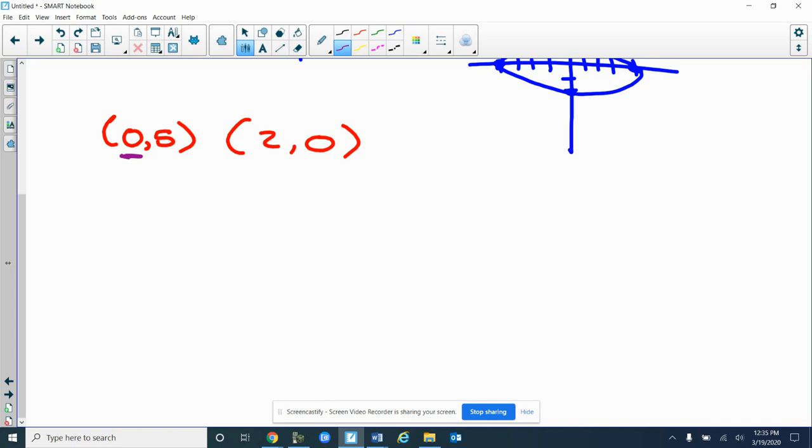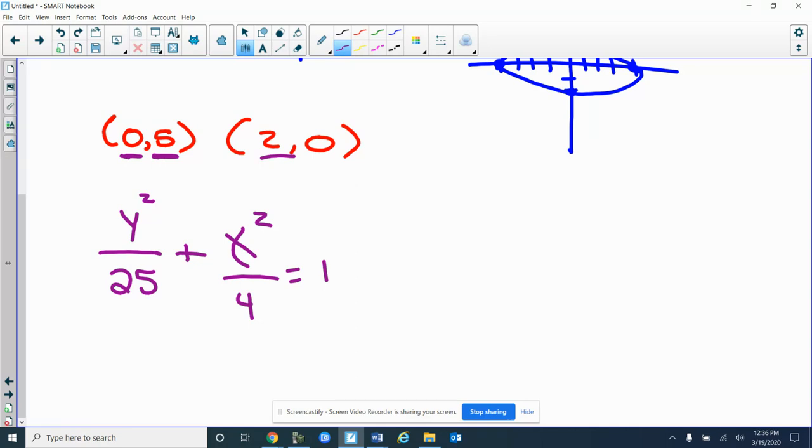So what we would do is this would end up becoming y squared, because now we have a number in the y value, over that number squared, which is 25, which is always going to be plus. And then here we go with x squared over that number squared, which is 4, and that's always going to equal 1. We come over here, we graph, we go up 1, 2, 3, 4, 5, and we go down 1, 2, 3, 4, 5.